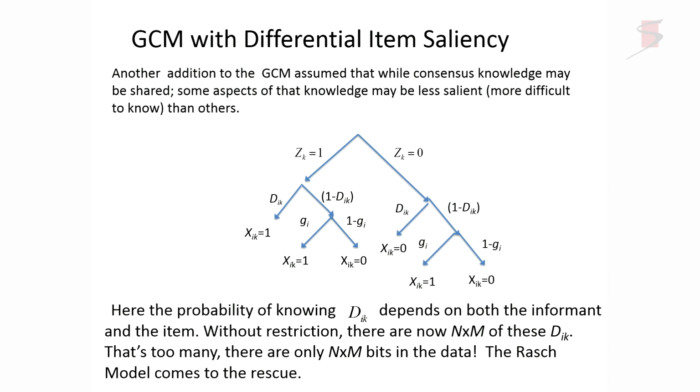I think in the interest of time, I'll go quickly with it. We just changed the model where we put DIK here rather than DI. In other words, DIK is the probability informant I knows the answer to item K. Well, immediately there are too many DIKs because there's just as many DIKs as there are data points. So we've got to do something to knock them down, and we use the Rasch model.